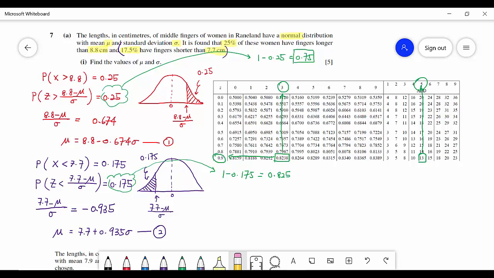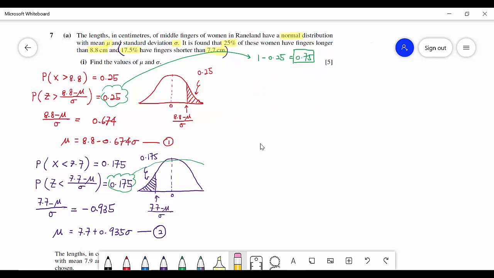All right, now very clearly you can see that you have two equations. You formed two equations from the information given. To get the value for the mean and also the standard deviation, you need to solve these two by using simultaneous equations. You can let equation 1 equal to equation 2. So you have 8.8 minus 0.674 sigma equals 7.7 plus 0.935 sigma.